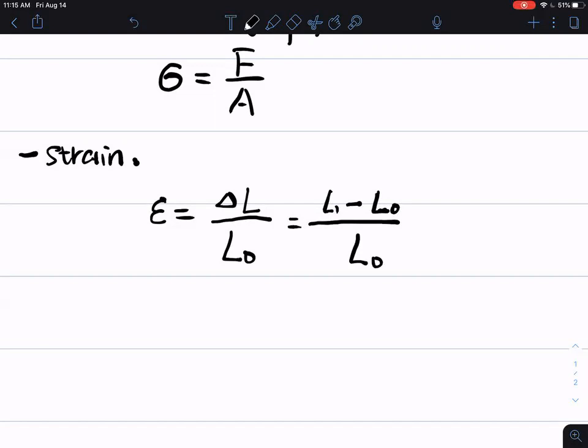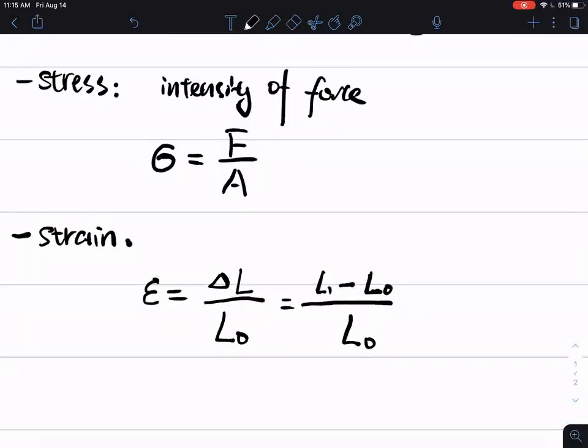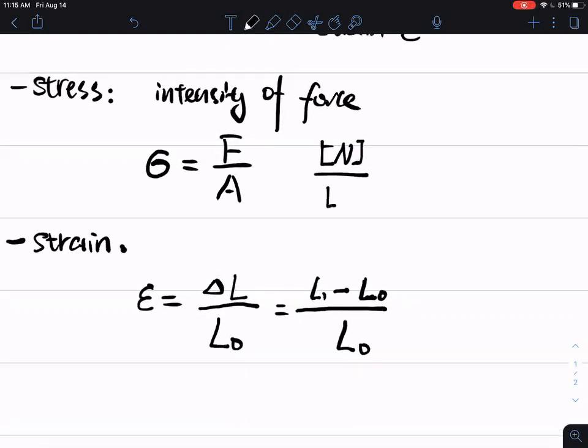Okay, so those are the definitions of stress and strain. Now I want to ask you, what are the units for stress and strain? Let's start with stress first. What is the unit for stress? Yes, newtons per meter squared. Force has the unit of newton, area uses meter squared. There you go, you have the units for stress.